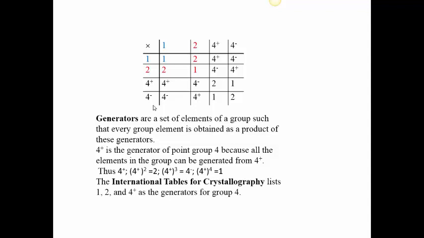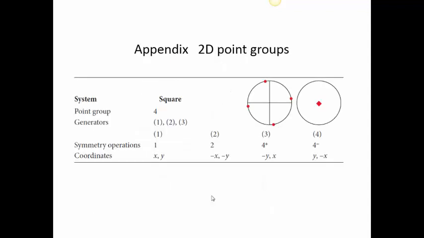The International Tables for Crystallography, which we'll be using in chapter 4, lists 1, 2, and 4 plus as the generators for group 4. These are chosen to emphasize the subgroups. And I have created an appendix in the back, and the first part is the 2D point groups. For each point group, I'll give the name of the point group, and then we have the symmetry operations and coordinates, and then a sequential number system assigned to that, 1, 2, 3, 4.